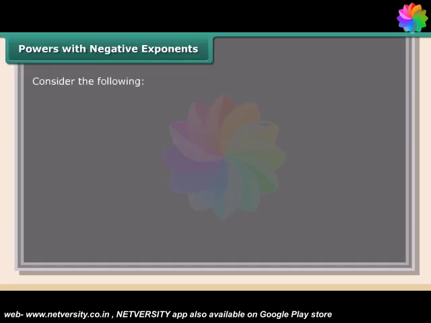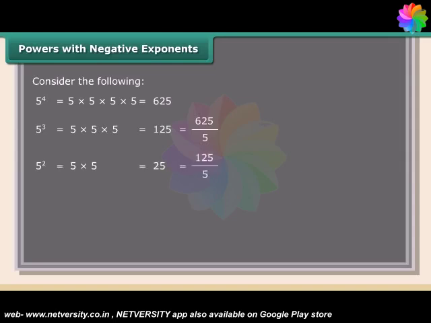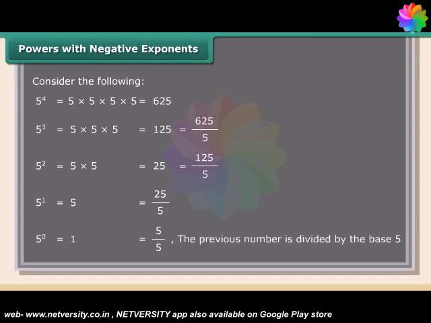Consider the following. 5 raised to the power 4 is equal to 5 × 5 × 5 × 5 is equal to 625. 5 raised to the power 3 is equal to 5 × 5 × 5 is equal to 125, which is equal to 625 upon 5. 5 raised to the power 2 is equal to 5 × 5 is equal to 25 is equal to 125 upon 5. 5 raised to the power 1 is equal to 5, which equals 25 upon 5. 5 raised to the power 0 is equal to 1, which equals 5 upon 5. The previous number is divided by the base 5.